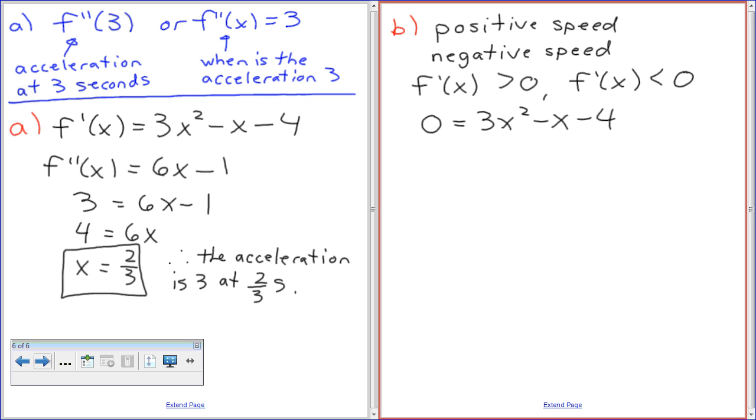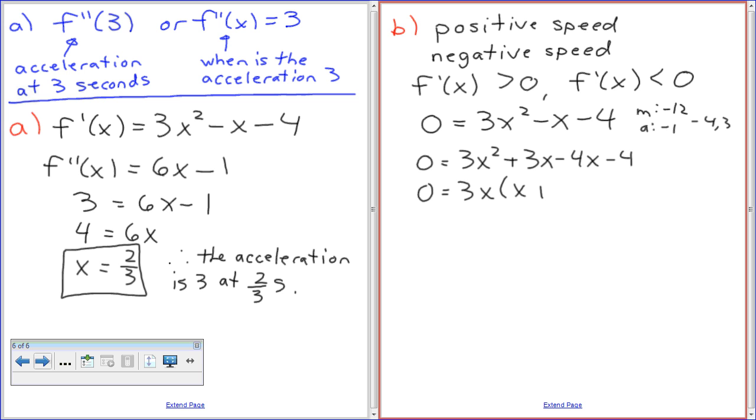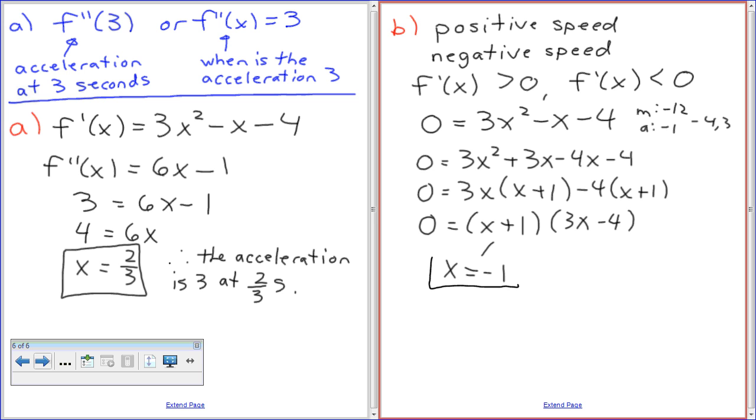It's possible you could get a cubic tomorrow as well, so you've got to think back to how to factor a cubic, okay? Please don't give us a quad formula. Okay, so I'm going to say multiply to negative 12, add to negative 1: negative 4 and 3. So 0 equals 3x squared plus 3x minus 4x minus 4, 0 equals 3x(x plus 1) minus 4(x plus 1), 0 equals (x plus 1)(3x minus 4). So x equals negative 1, and x equals 4/3.